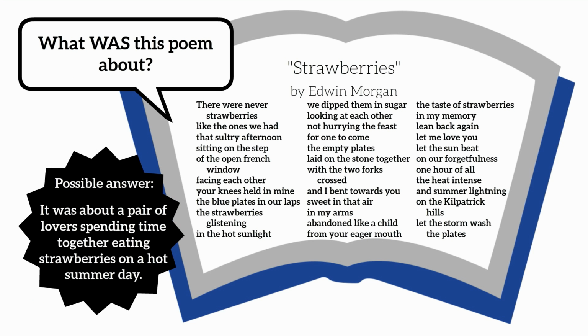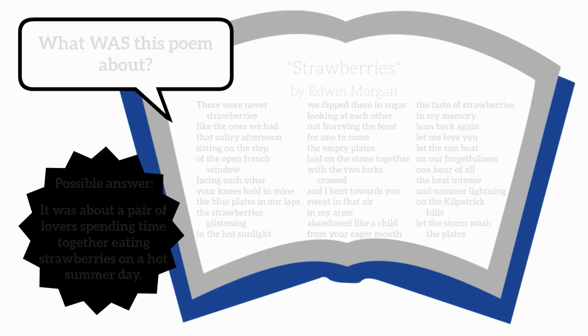You might say it was about a pair of lovers spending time together, eating strawberries on a hot summer day. You might have been able to see the two sitting close together on a porch overlooking hills. You could hear lightning and thunder as the storm grew closer. You could feel the hot sun, and you could smell and taste the sugar-covered strawberries. In this instance, the author provided a lot of sensory details for you to use, and hopefully it helped you understand the poem better. Let's try again.